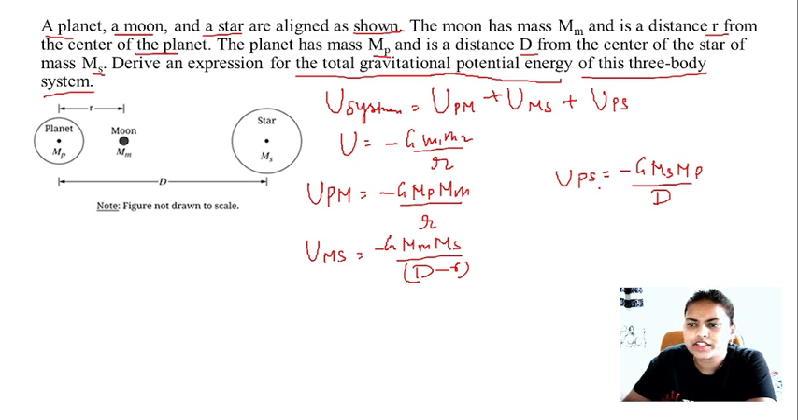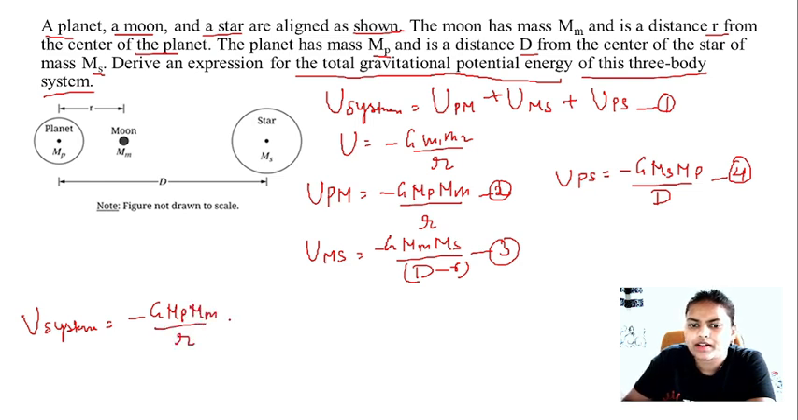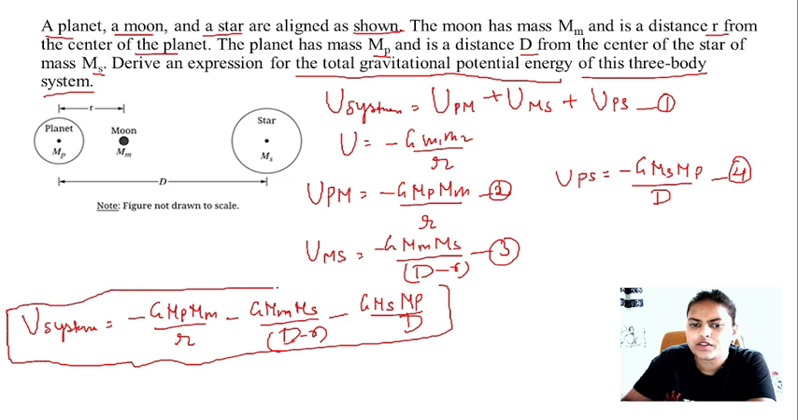Just put all these equations. This is equation 1, this is equation 2, this is equation 3, and this is equation 4. So put 2, 3 and 4 in equation 1. So the U of the system is equal to minus G m_p into m_m divided by r, minus G m_m into m_s divided by D minus r, minus G m_s into m_p divided by capital D. So this is the potential energy of this whole system.